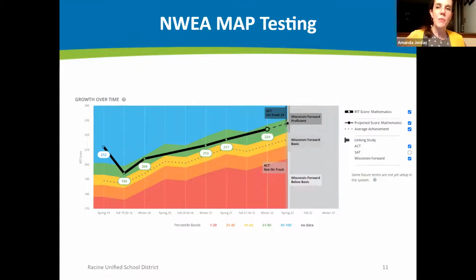With MAP testing, we also have the amazing ability for parents to have access and see how their students are doing as well. And parents are able to track over time the growth of their students, as well as areas that students may need additional support in. This is an example of one of the growth charts that has been given for students. And it also, as you can see, can track how students would then be projected to do on the ACT test in high school.